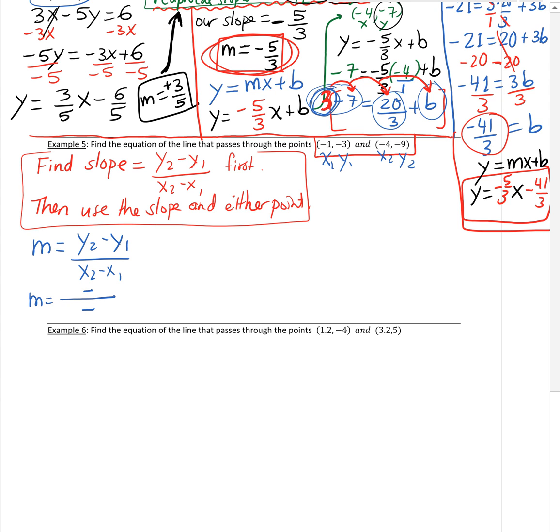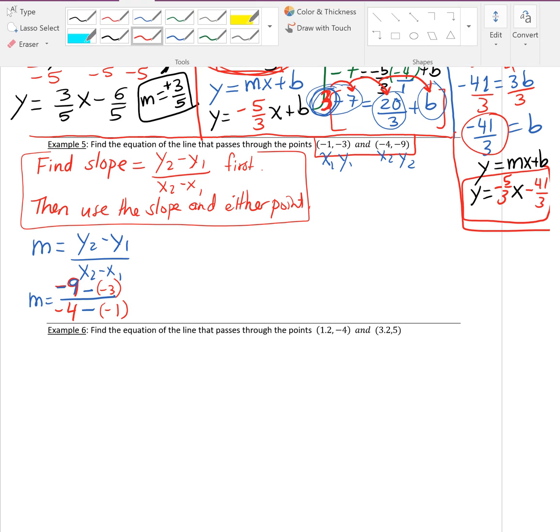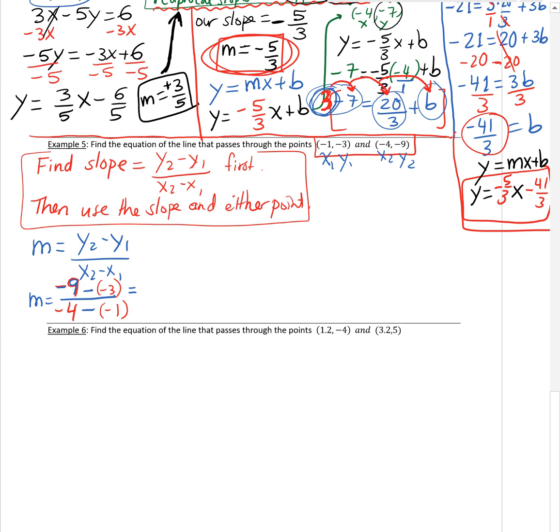So what was y2? y2 we labeled as -9. And then y1 we labeled as -3. So be careful, there's a subtraction and a negative. The subtraction from the formula, a negative because y1 was -3. And then in the denominator we have x2, that's -4. And then we're subtracting x1, ooh, that's another negative, so be really careful. Got a lot of subtractions and negatives here that are easy to miss.